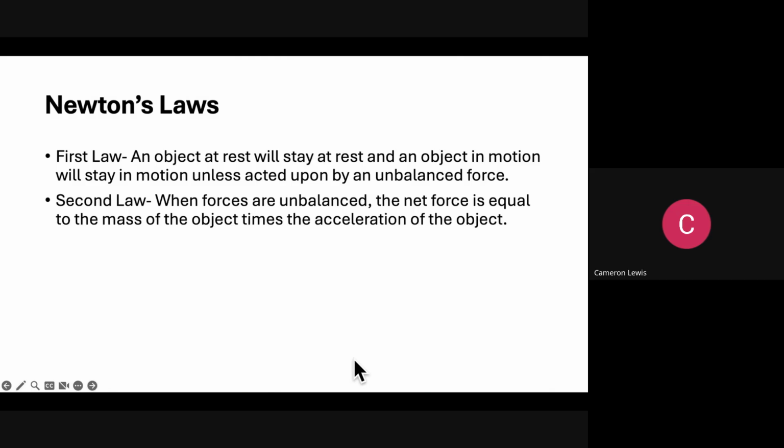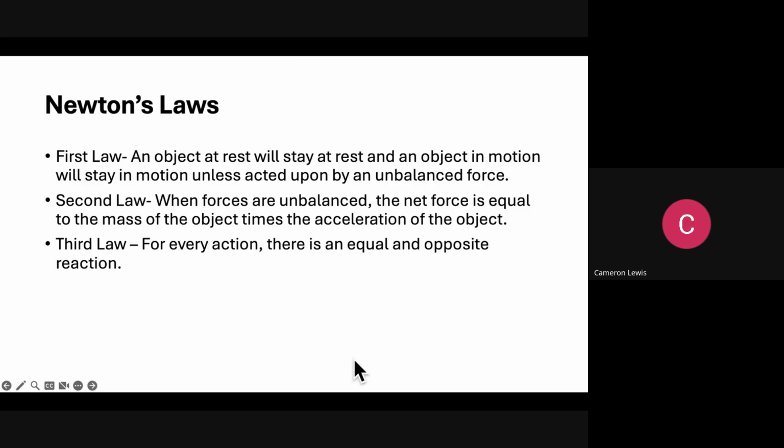That's the first law. The second law: when forces are unbalanced, the net force is equal to the mass of the object times the acceleration of the object. That is the second law, right? We keep talking about this thing called unbalanced force. What is a force? What does unbalanced mean? We know about acceleration. What is net force? I'm going to cover all of that.